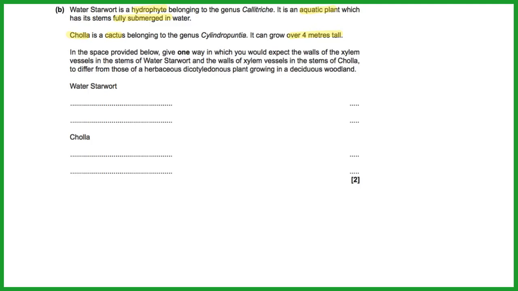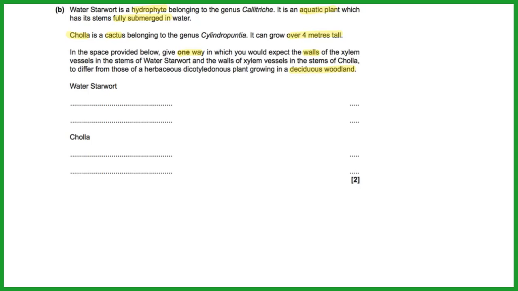Now, in the space provided below, give one way in which you would expect the walls of the xylem vessels to differ. So they only want you to talk about the walls. It's not the distribution, it's not the amount of the xylem, it's about the thickness, it's about how lignified the walls are in the xerophyte and the hydrophyte. And they're asking you to compare those xylem walls to a standard mesophytic plant, so a herbaceous dicotyledonous plant growing in a deciduous woodland similar to that which we get in the UK.